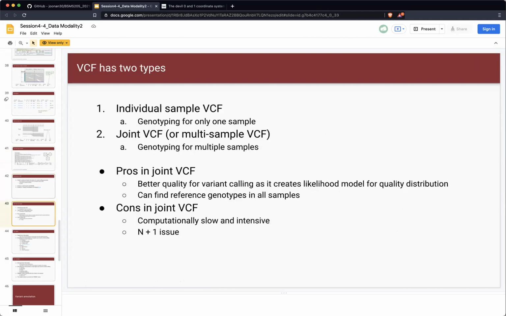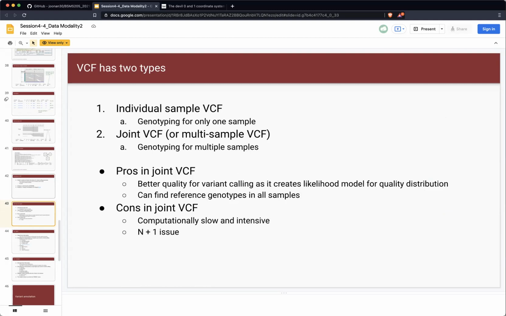So the reference is critical. Then what is the disadvantage of using joint VCF? If you want to do joint VCF, it's computationally very slow and also intensive, right? If you do a single sample, then you only look at one sample at a time and evaluate the variant calls. But with joint VCF, you take up multiple samples, and also you have to look up each individual's reference genotype each time.